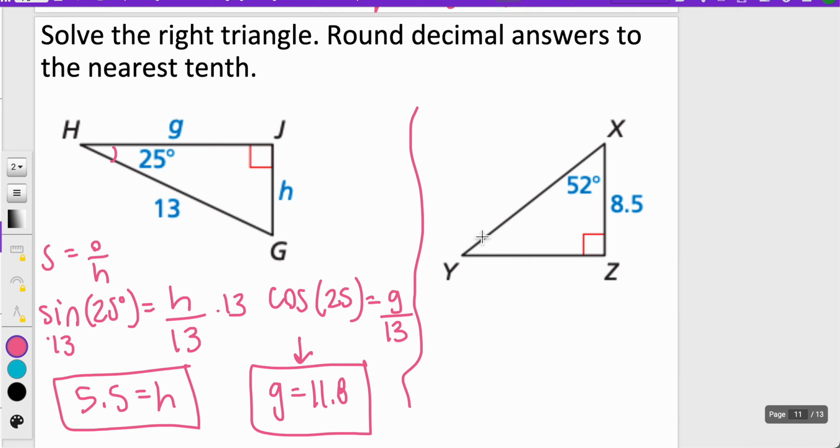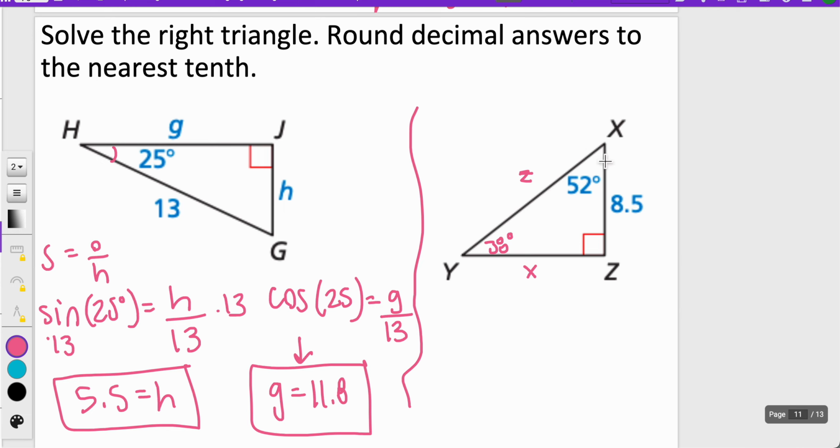So for this one, one thing we can do is, we already know we can find the measure of angle Y by subtracting 90 and 52 from 180. So 180 minus 90 is still 90, and then minus 52 is going to give us 38 degrees. So if the measure of angle Y is 38 degrees, now I need to find some letters. Maybe I say this letter is X and this letter is Z. Whatever letter you need to use.